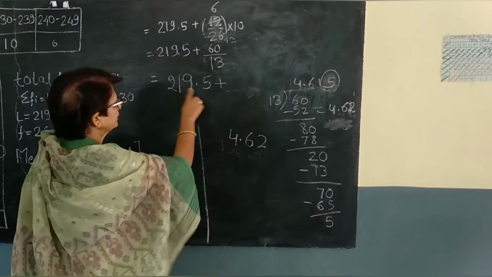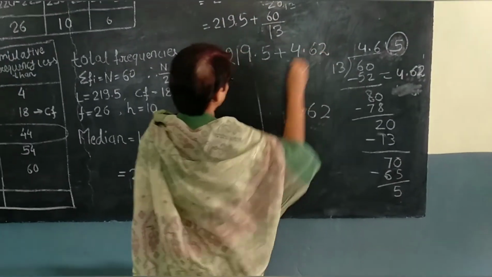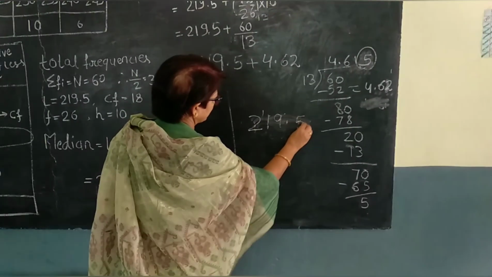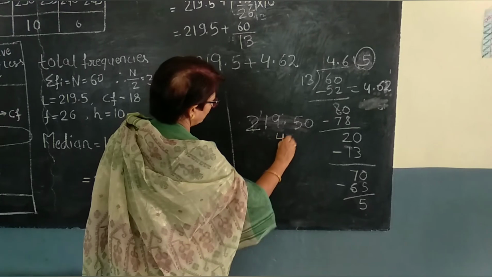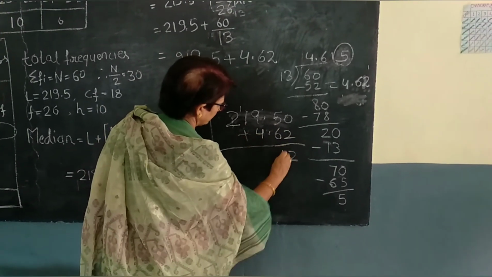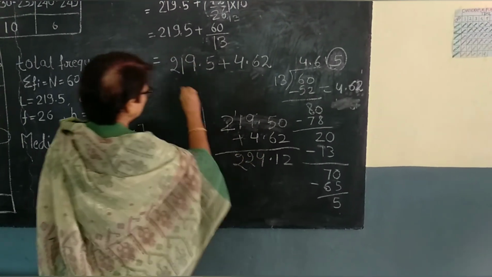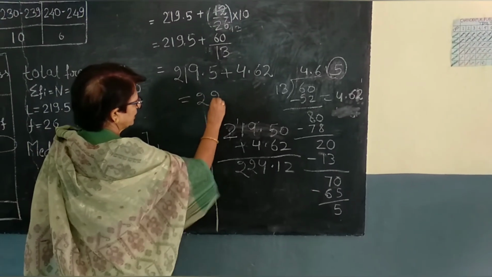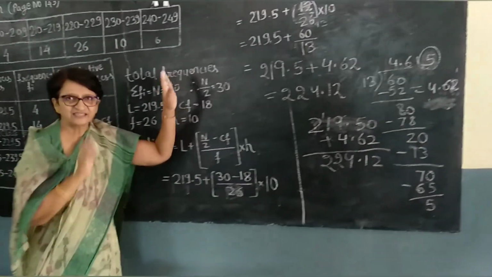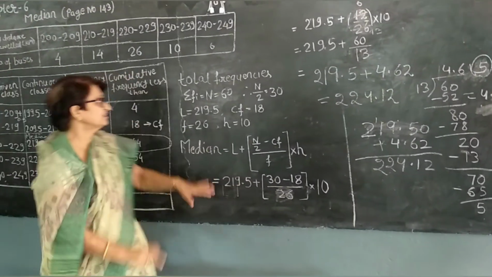So your answer comes out here 4.62. So 219.5 plus 4.62. Then adding, please do the addition properly. Simple things I have to teach you again and again. 4.62. Add 2, 11, 14, 2, 2. So your answer is 224.12.